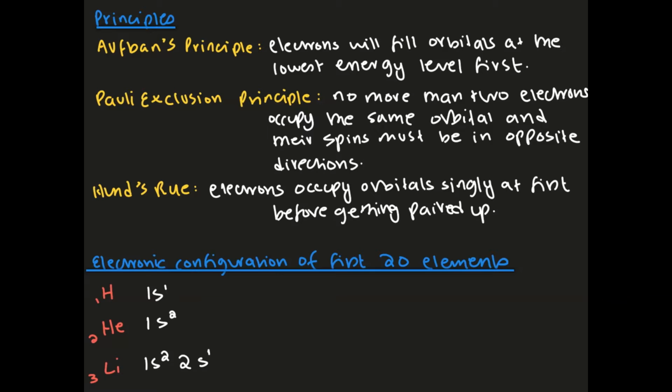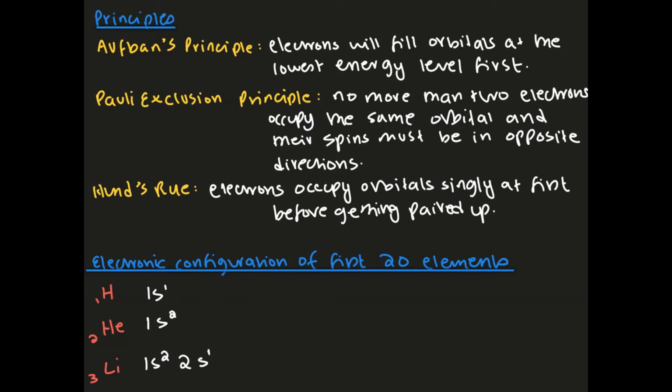The next one states that no more than 2 electrons can occupy the same orbital at the same time, and their spins must be in opposite directions, like we discussed in the example before. The next rule is called Hund's rule, and it states that electrons are going to occupy orbitals singly at first before getting paired up, and the main purpose of this is to minimize electron pair repulsion. And this is just a summary of everything that we discussed in the previous slide.